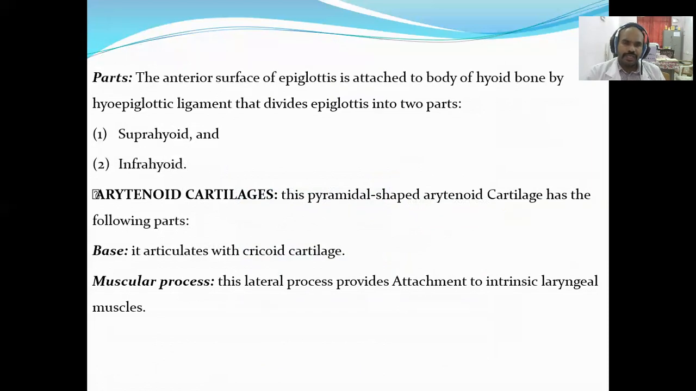The first and foremost is the arytenoid cartilage. Arytenoid cartilage is pyramidal in shape and has the following parts. Since it is a pyramid, it has a base, which articulates with the cricoid cartilage by the cricoarytenoid joint. Then you have the muscular process, which provides attachment to the intrinsic laryngeal muscles.